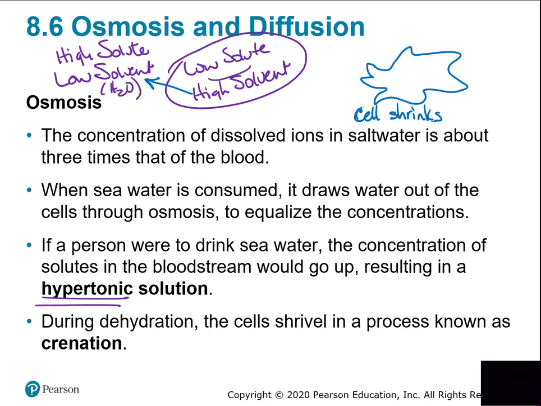So extreme dehydration can put somebody in this hypertonic condition. But when you try to hydrate them, you don't want to hydrate them too fast, because it could cause them to flip and go the other direction.